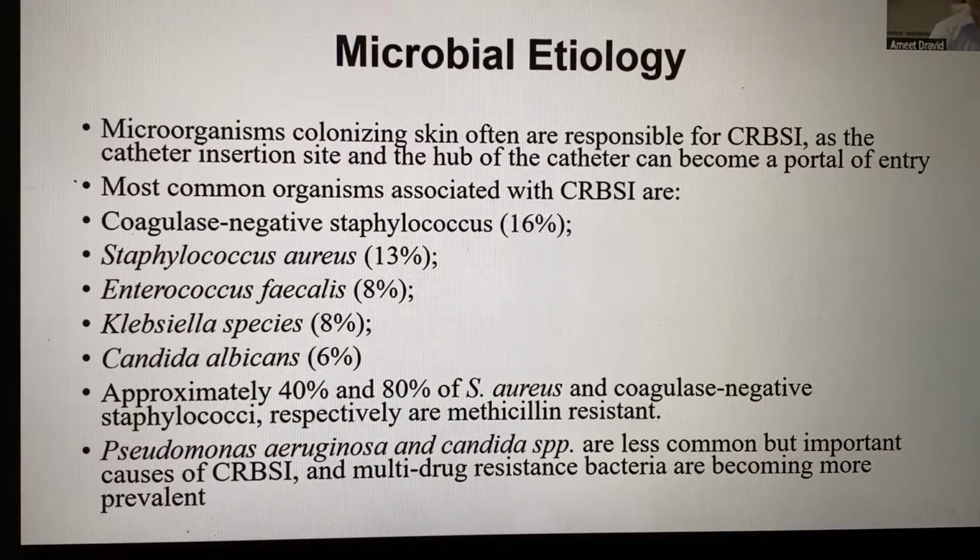Now we are gradually seeing even gram-negative organisms causing CRBSI. So your Klebsiella, your E. coli, your Pseudomonas are now increasing as the causative agents of CRBSI. We are also finding fungi, and I'll tell you in which particular context we get Candidemia as the etiologic agent of CRBSI. So approximately 40 to 80% of CRBSI are still caused by Staph aureus and coagulase negative staph. But as I said, Pseudomonas aeruginosa and Candida are less common but important causes of CRBSI.